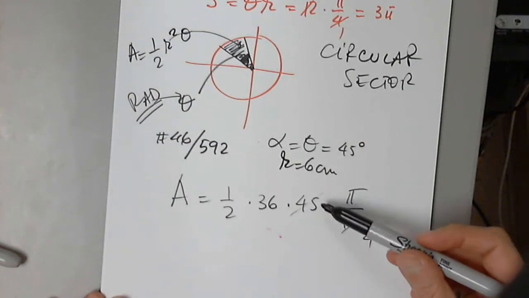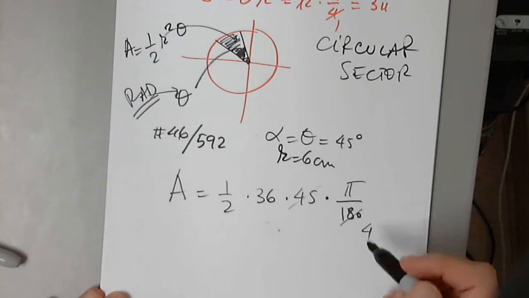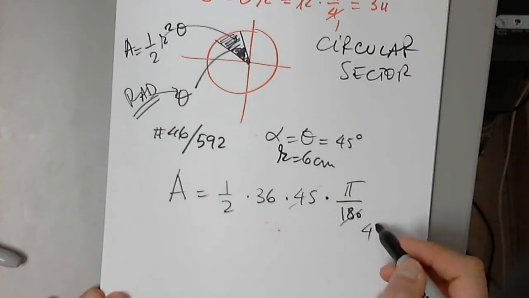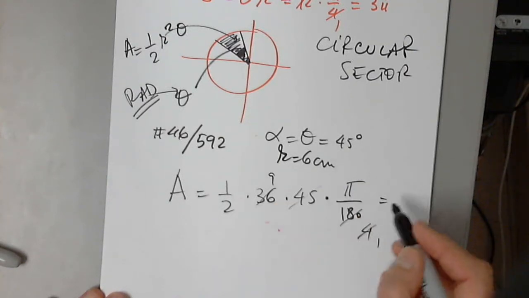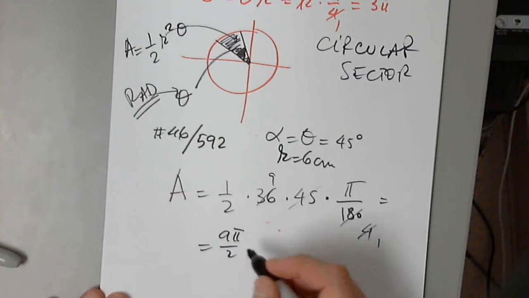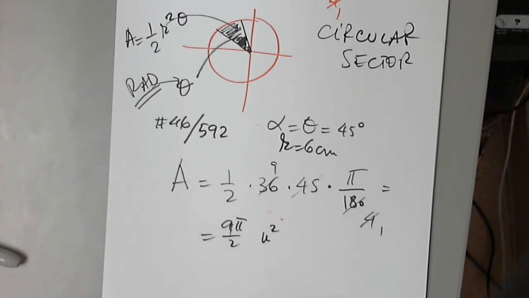Okay, so 180 divided by 45 is 4. And this is 9. So I see 9 pi over 2, whatever units squared. That's the area. Any questions? Any questions?